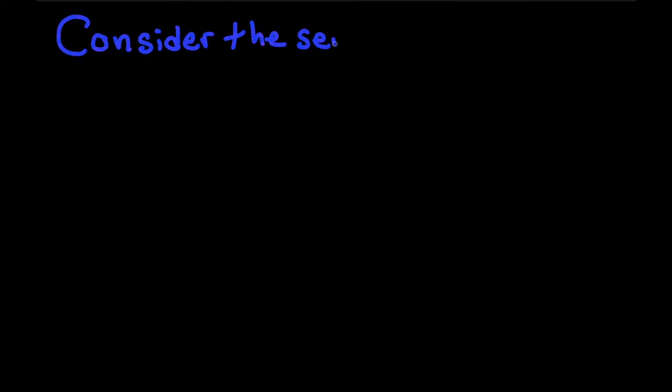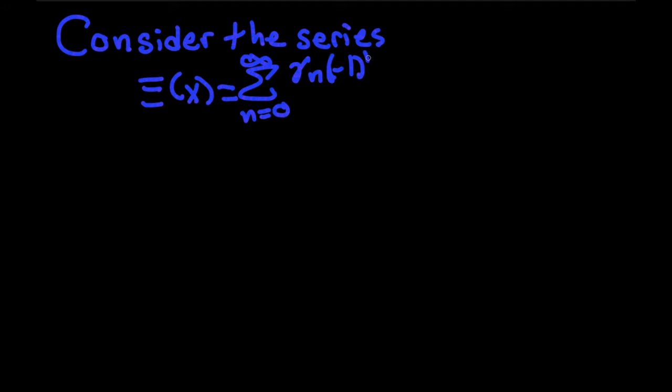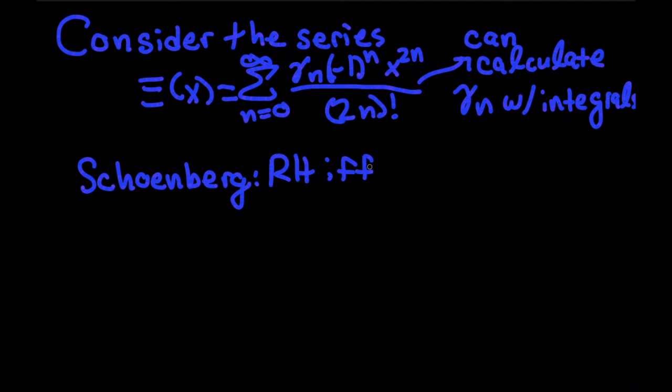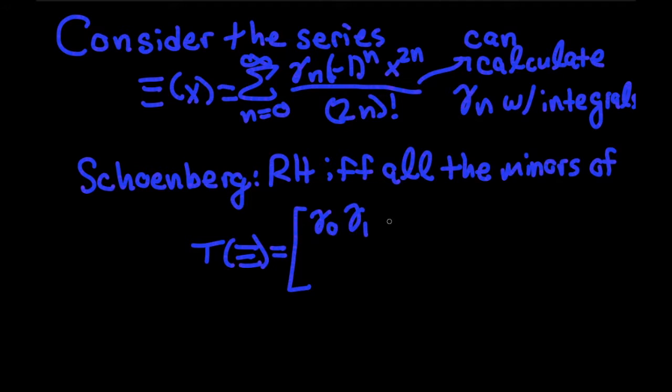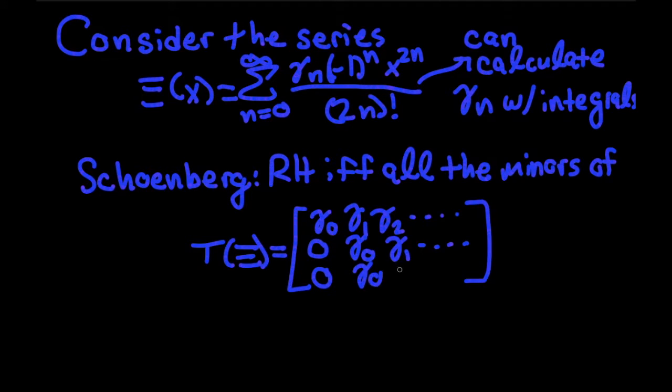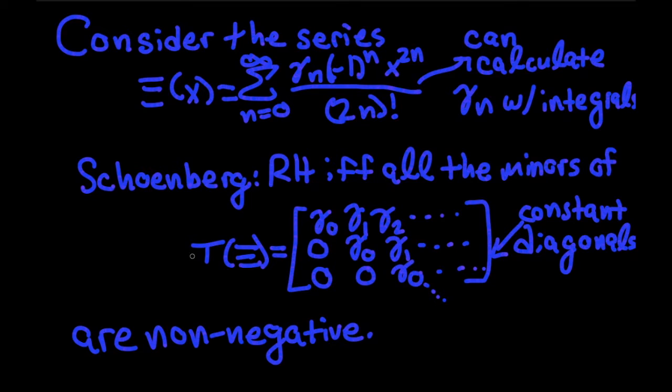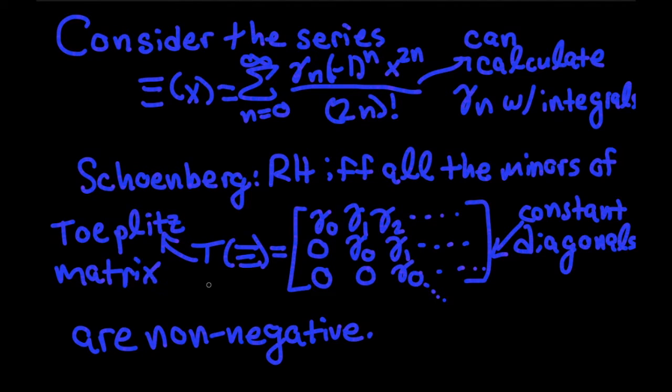Consider the following series for big xi. It's given in this way, and we're particularly concentrating on that gamma n term right there. It works a little bit weirdly with the two lines. And note that we can calculate the gamma n's with integrals. Now, a theorem of Schoenberg, who's been at this for a very long time, implies RH if all of the minors of this matrix are non-negative. And notice that here we have constant diagonals, from gamma 0, gamma 0, gamma 1, gamma 1. And that's called Toeplitz.